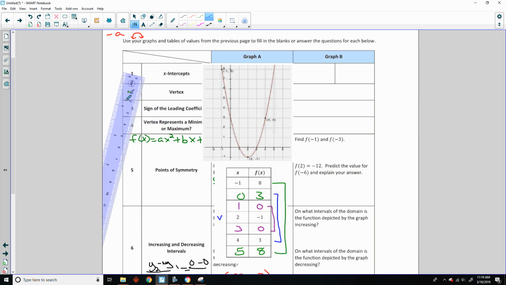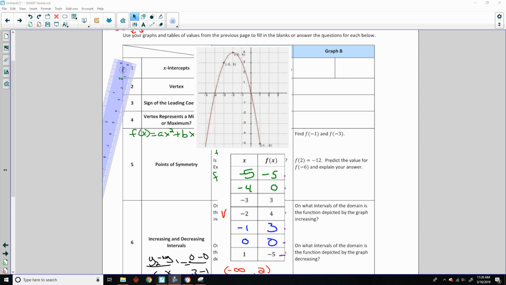So now I want the x-intercept of graph B. Let me go get graph B. Okay, so now I've copied over graph B and the table for graph B. And again, I'm going to go through this fairly quickly. So the first thing it's asking for is what are the x-intercepts? Well, there's one there at (-4, 0), and the other one is right here, the origin, (0, 0). X-intercept, where do they cross the x-axis?